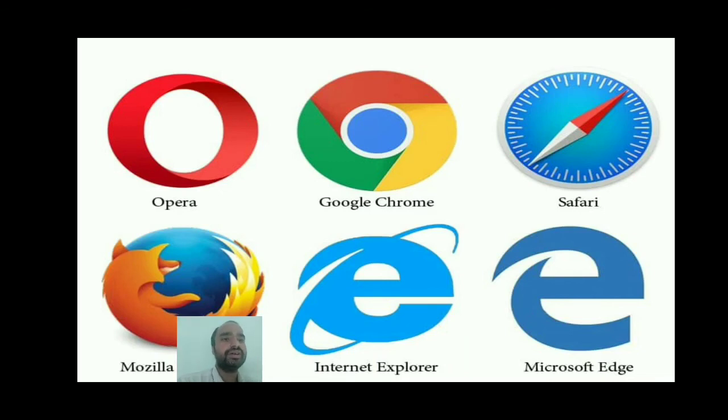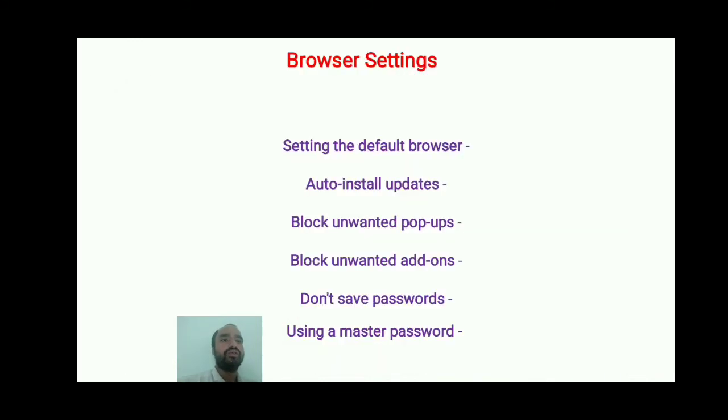So there are some browsers. Google's Chrome is there. For Apple it is Safari, Mozilla Firefox is there, Internet Explorer is there, and Microsoft Edge is there. So a browser is used to access the internet using this specific software.